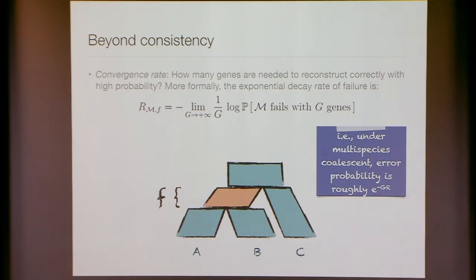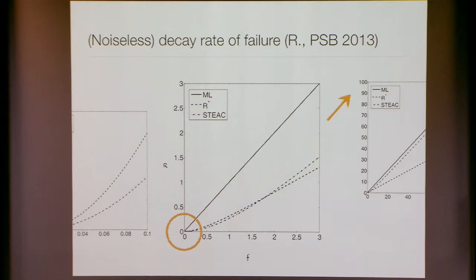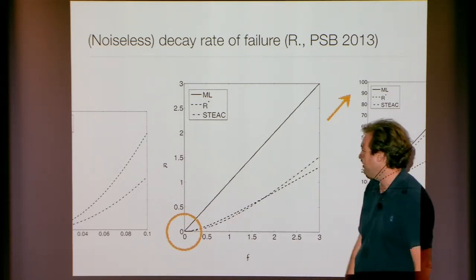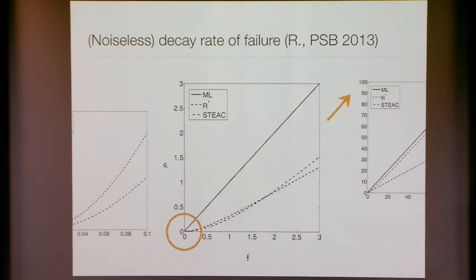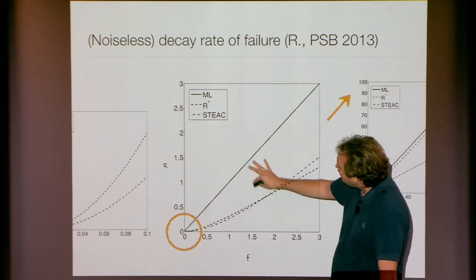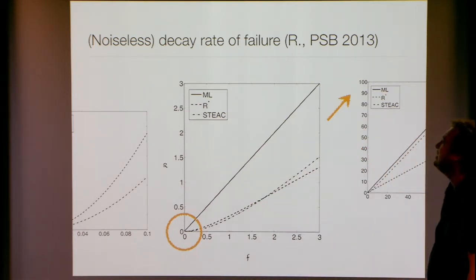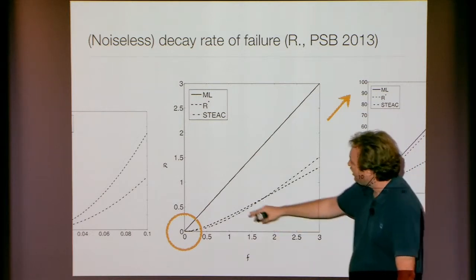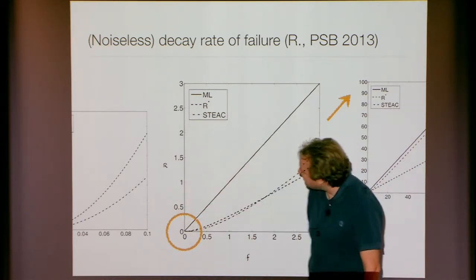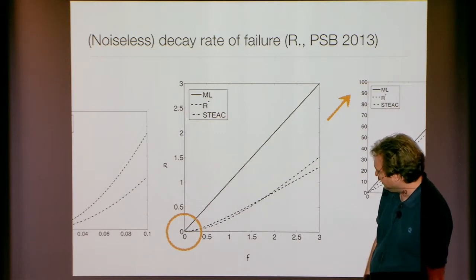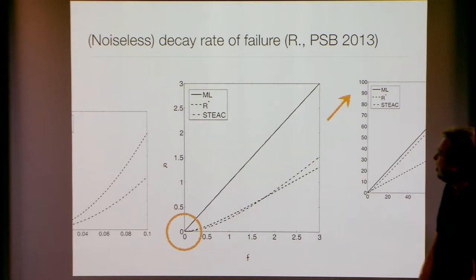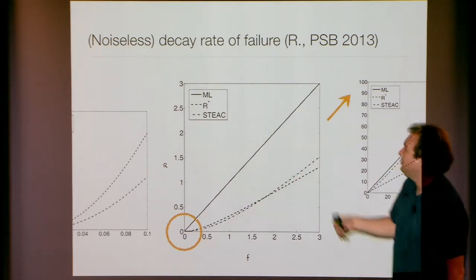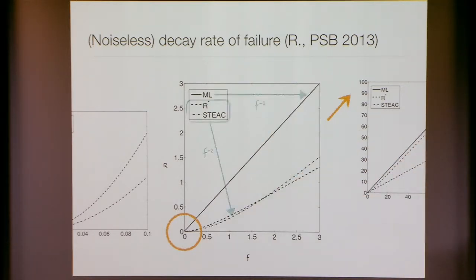Okay, so the bigger the R, the better. This is what you get if you compute explicitly these convergence rates for different things. This is a result from last year. I'm not going to go into details over this, but what you can see is that you have two different behaviors. Remember, this is R, the exponential decay rate of failure, versus the length of this branch. The shorter it is, the harder the problem is. And the higher this value is, the better the method is. So you see two things here.